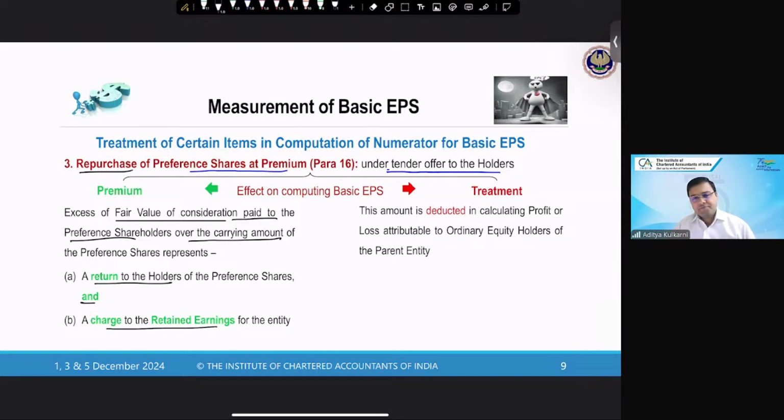Yes. This won't hit the P&L. You are redeeming it in advance, and therefore it goes and sits under retained earnings. Are you aware? Yes, retained earnings or securities premium, it does not hit the P&L, it hits the reserves.